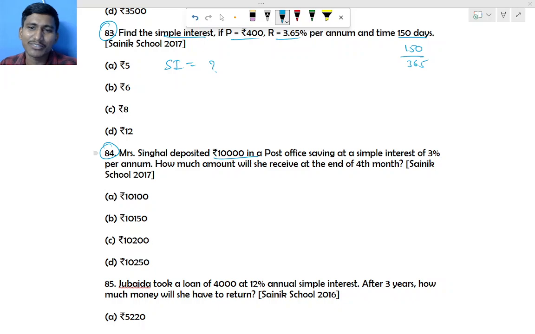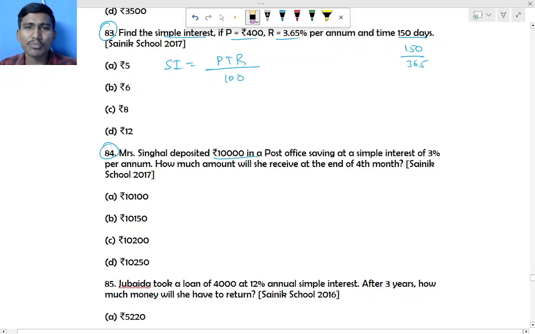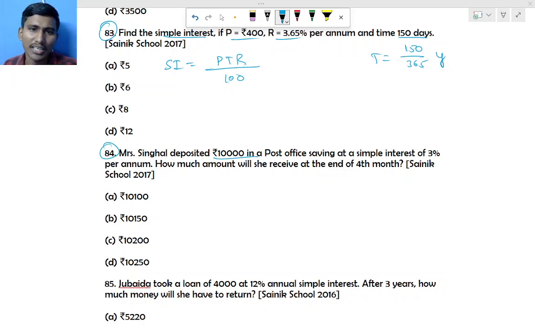What is there to understand? You have to find the simple interest, which is PTR by 100. Principal is given, time is given, rate is 365 by 100, per year. So do it, and you will get the answer.